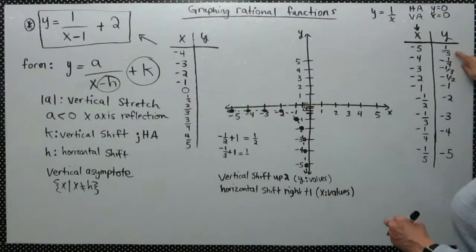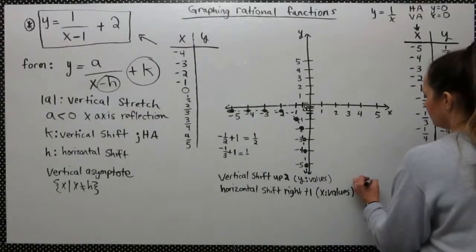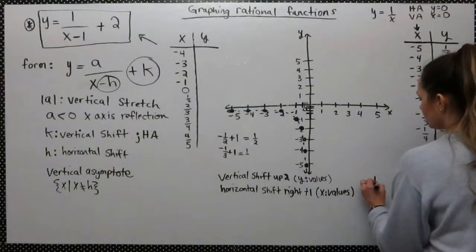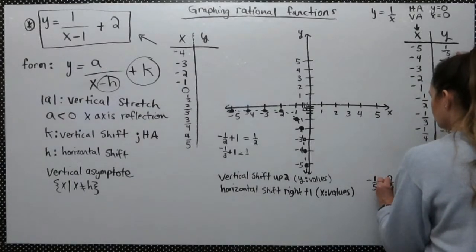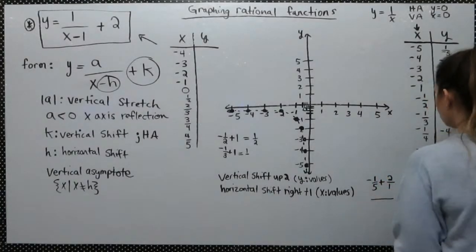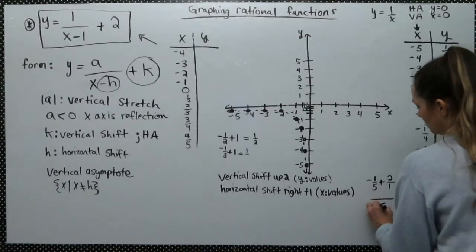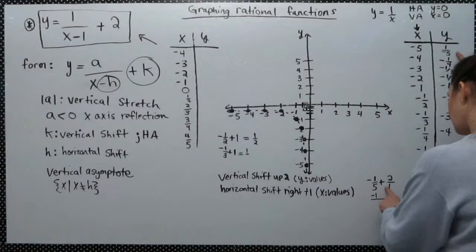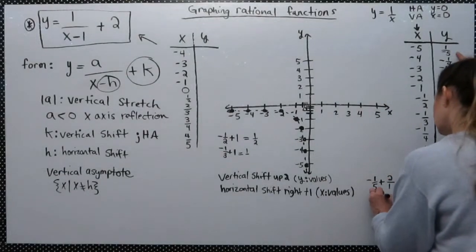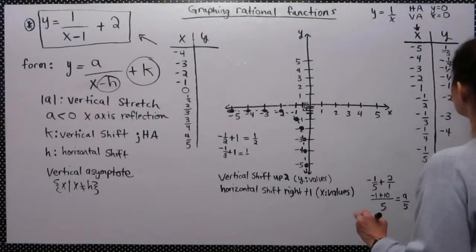So if you're at -1/5 and you go up 2, then see how we're adding fractions? Common denominator 5. And then 5 times 2 is 10. So this is going to be +9/5 for that first one.